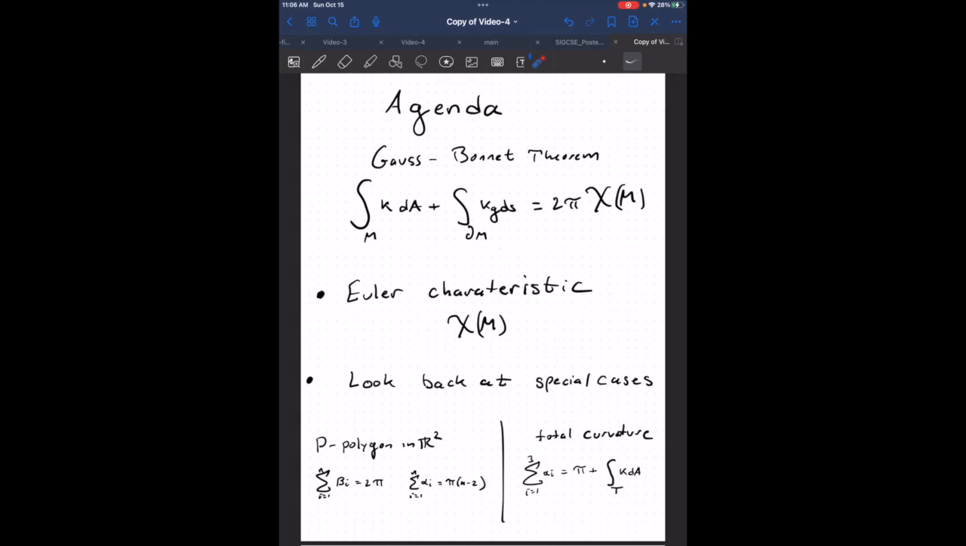So we have the turning tangent theorem and total curvature idea that we saw in previous videos, and we'll see how they fit into the Gauss-Bonnet theorem. Turns out I'm not being completely honest with you when I write the theorem in this way, so I'll have to correct myself a little bit there.